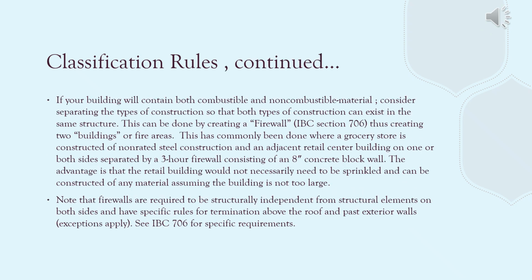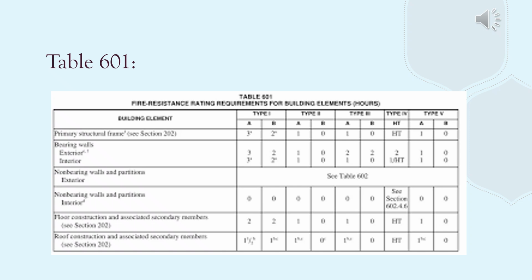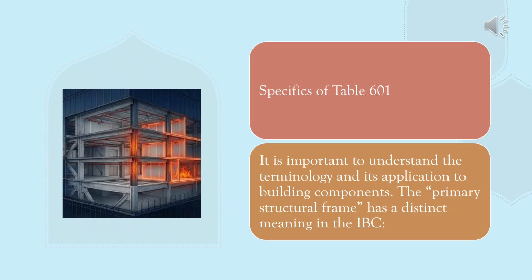One item of note I really want you to pay special attention to is the last bullet point we have here. It says, note that firewalls are required to be structurally independent from the structural elements on both sides and have specific rules for termination above the roof and past exterior walls. And in this case, for these firewalls, you're going to be looking at IBC 706. Again, highlight, mark, put a tab there at Table 601 in your IBC. Table 601, we're going to keep looking at it.